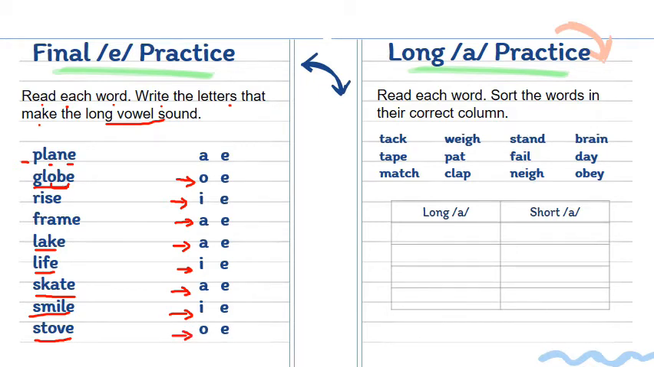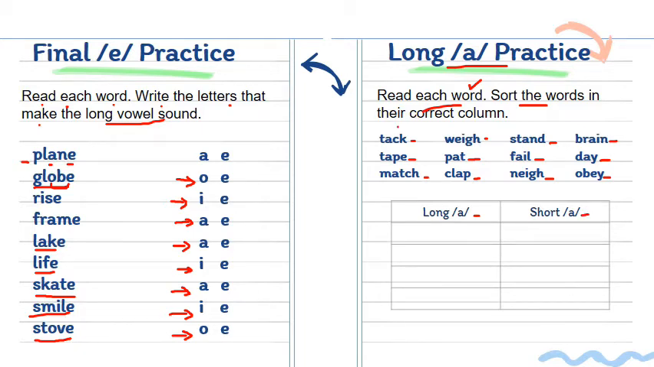In the next one, it's about the long A practice. Read each word, then sort the words in their correct column. I have the word tack, weigh, stand, brain, tape, pat, fail, day, match, clap, neigh. The neigh is the sound of the horse, neigh. And here I have obey. So now we have read each word. Now we need to sort them in their columns. In this column I have long A, and this one I have short A.